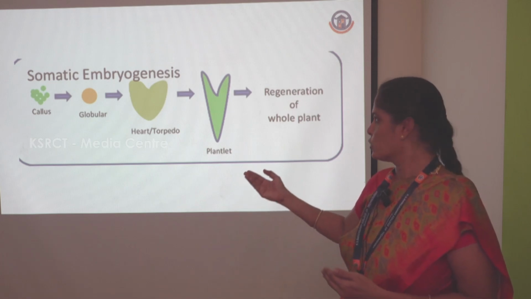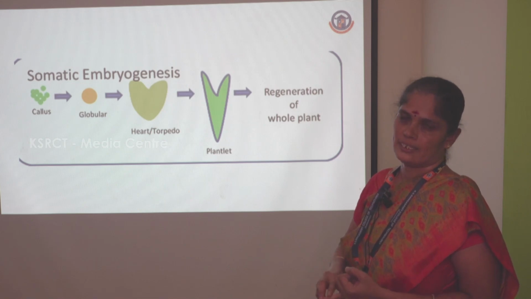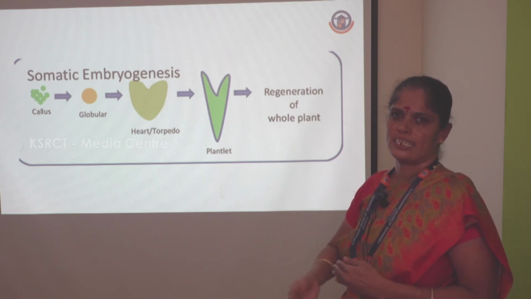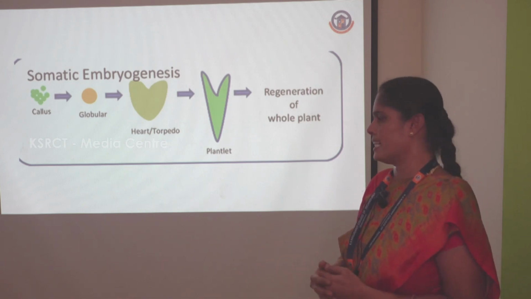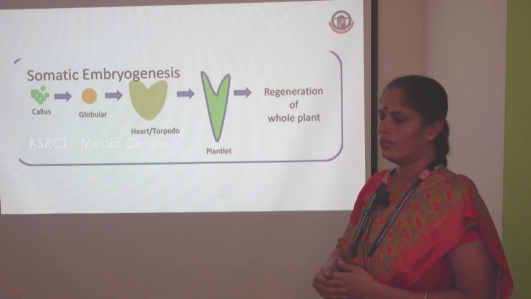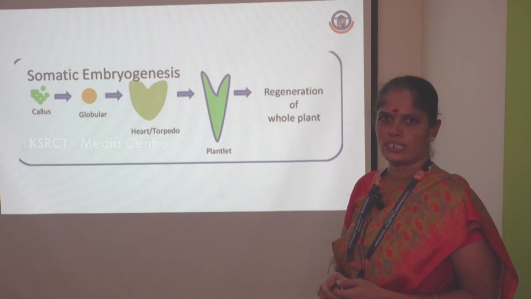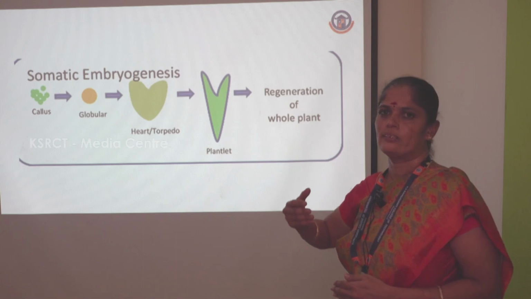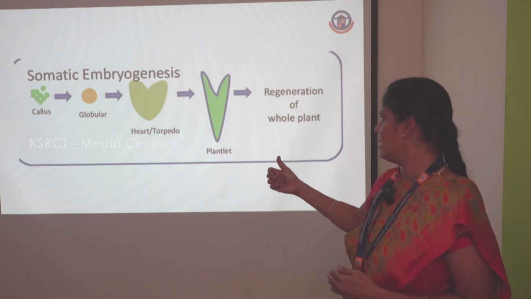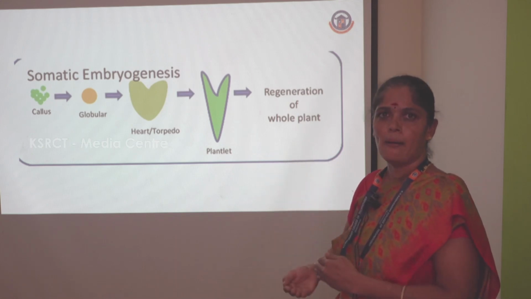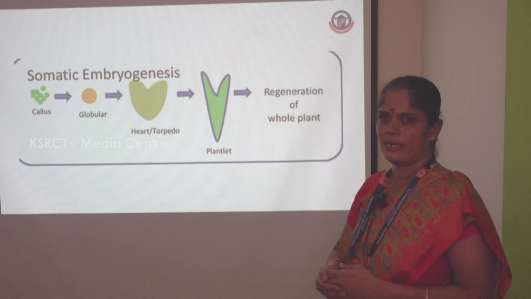Once somatic embryogenesis has been initiated from the callus, there are four stages. The first is the globular stage. Once the globular stage is attained, they pass to the next stage, the heart stage, then the torpedo stage, and finally the cotyledonary stage. Finally we can obtain the plantlet, and once the plantlet has developed, we can go for hardening it.